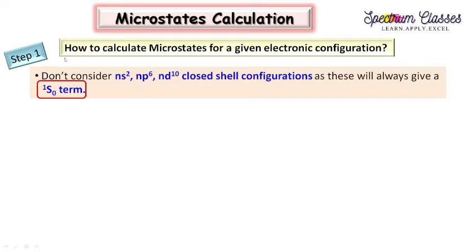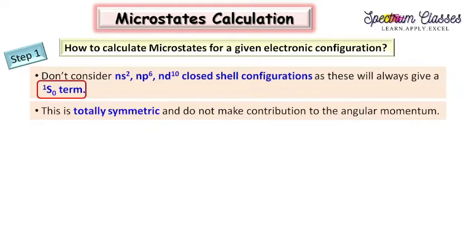So step number 1: don't consider the completely filled shells, because these are completely filled, or we can say closed shell configurations. They always give a term symbol 1S0. Why is it so? It is so because these are totally symmetric and do not make any contribution to the angular momentum. Here I can explain it with the help of an example.